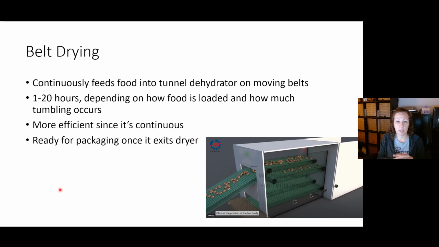So once it exits that dryer, the belt dryer, it is ready to be packaged. It is completely dehydrated. And I have videos, I think, of all of these methods, except maybe the tray drying method, on the YouTube channel.